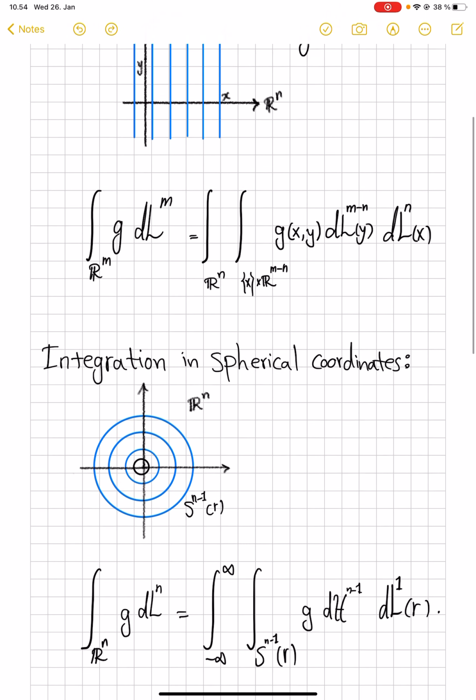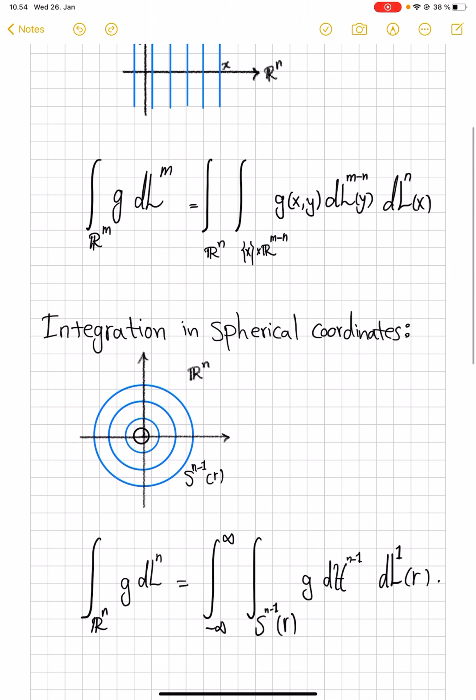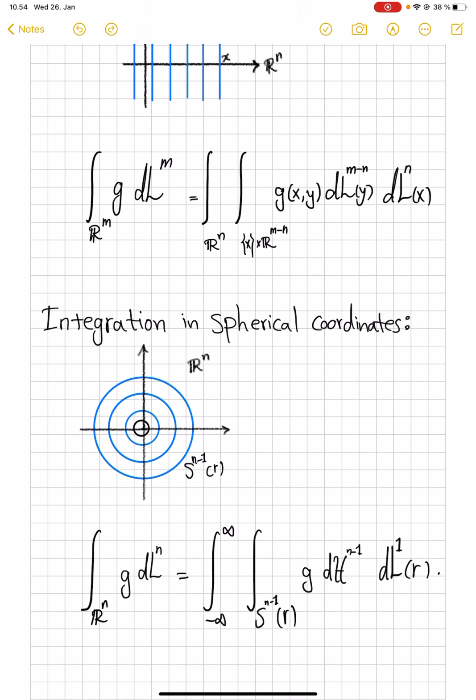A similar formula is what is called the integration in spherical coordinates, and that again says that to integrate a real valued function on Rn, you can first integrate over the spheres centered at the origin. So this is a sphere of radius r, and because it's n-1 dimensional, you integrate against the n-1 dimensional measure. You can use this surface measure coming from manifold theory, but we just want to use the Hausdorff measure, which agrees with it. And then, of course, you add up as r changes.